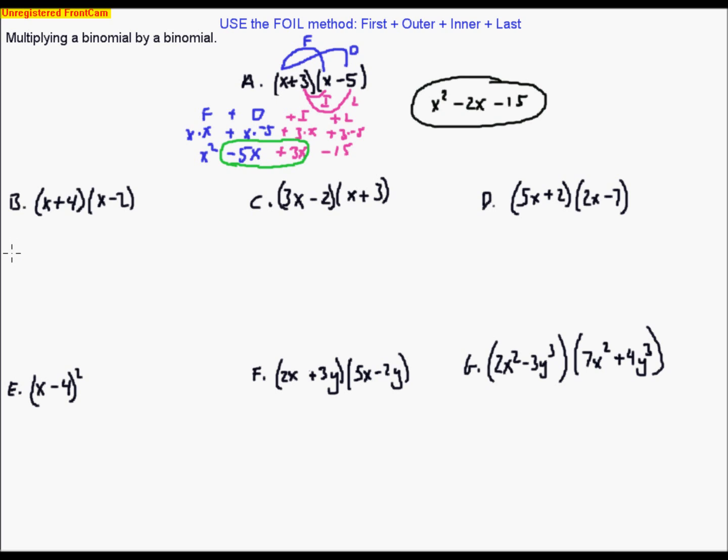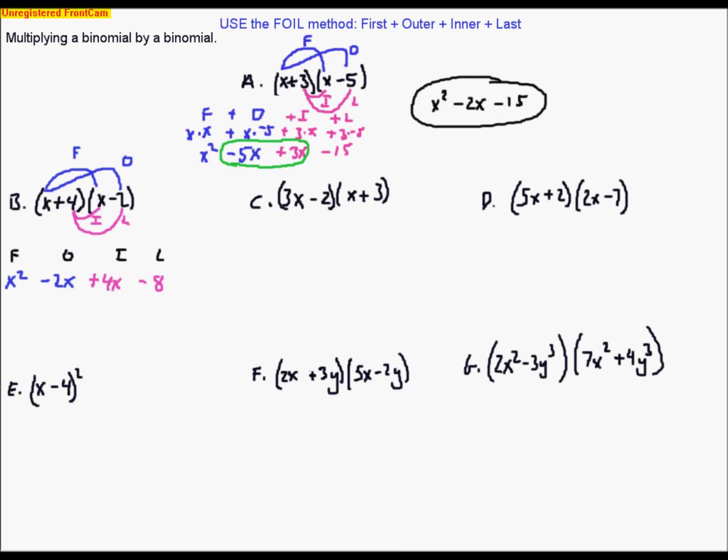So same sort of thing on this one. Here are first, outer, inner, and last terms is what I'm looking at here. So my first terms are the x and the x. So that just makes x squared. Those are the first terms. Well, then I move on to the x times the negative 2. That makes a negative 2x. Well, once we've done that, we move on to the 4 and multiply it. So here we have 4 times x makes a positive 4x. And then we have a 4 times the negative 2 makes a negative 8.